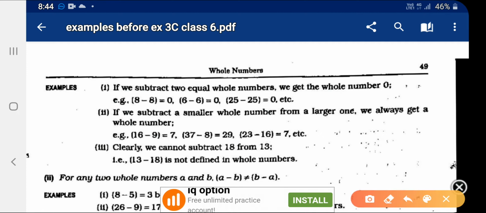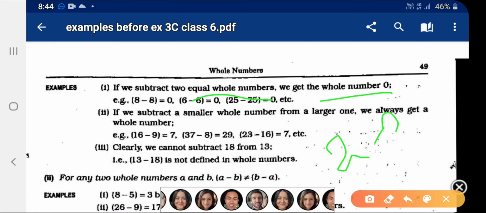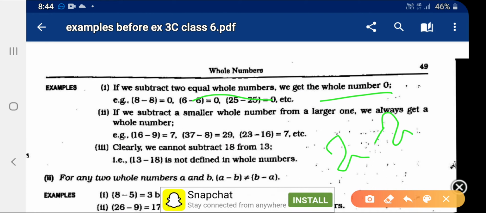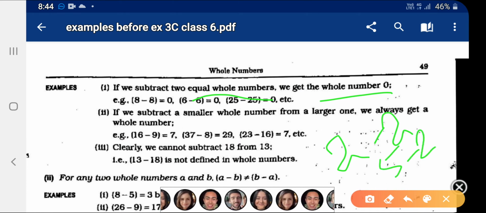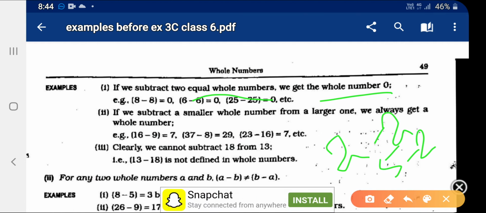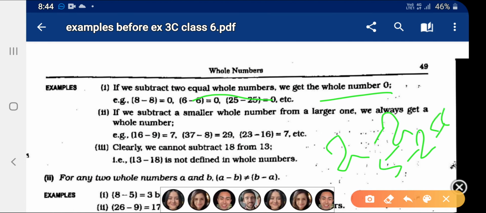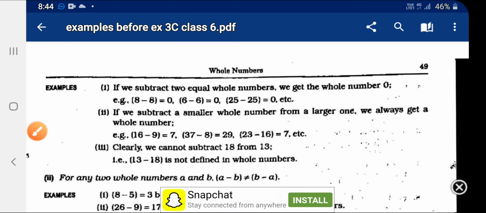If we subtract two equal whole numbers, we get 0. This is very simple. You must have noticed that whenever we subtract the same number from itself, like 2 minus 2, or any other example, what you get is 0. Okay, now let's come to the next one.